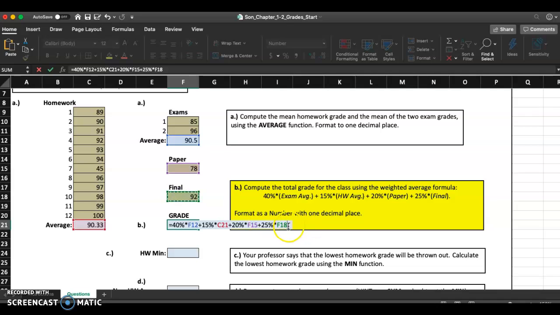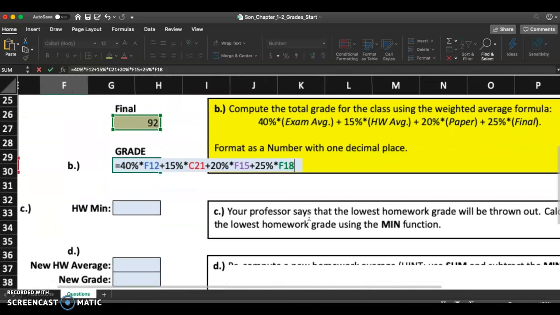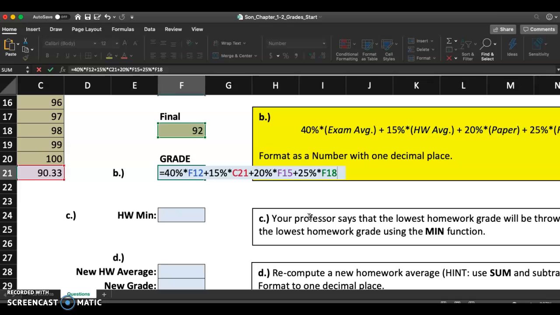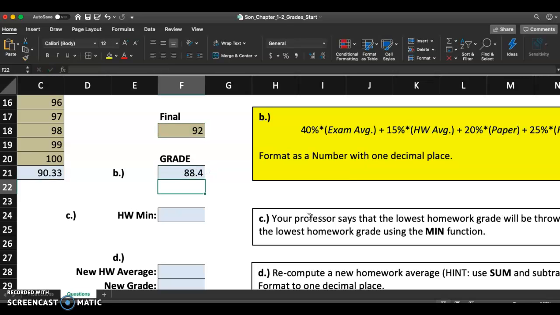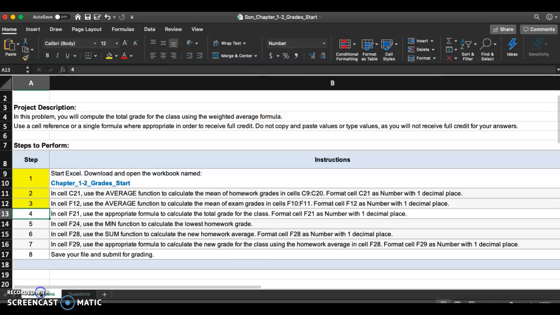So take a look at what I typed in. Also, I took a screenshot of my work because I tried this the other day. I made Google Slides for you if you want to look at that. But this is the formula you will need for the weighted average for the grade. Hit enter. You should see 88.4. Ooh, this person's really close to 90. Let's see, format as number with one decimal place, so that's good. Step 4 is done.